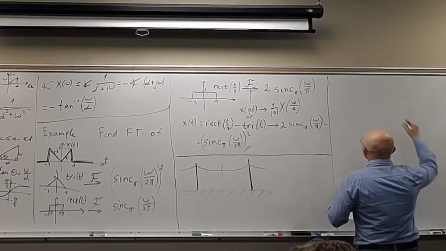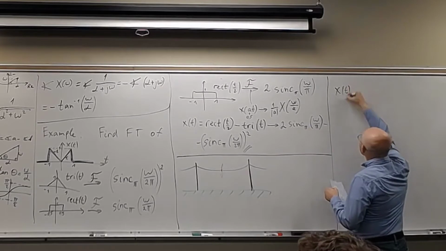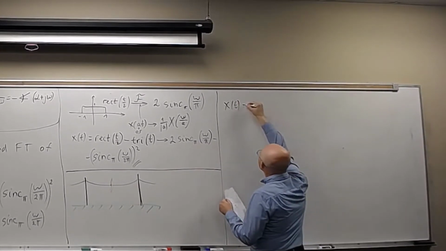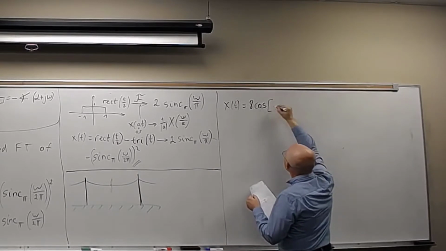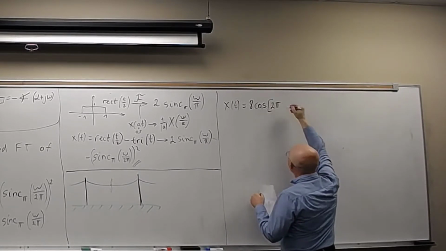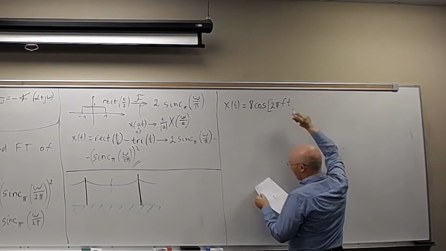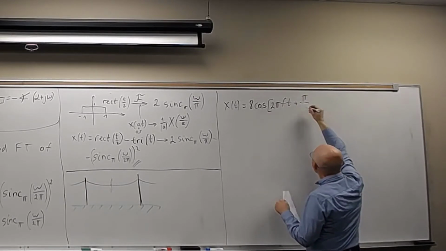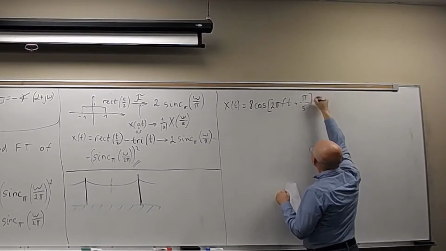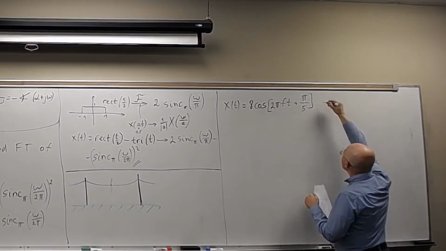We are modeling that movement as an oscillation, as A cosine, something periodic, of 2 pi ft, which is basically omega t, plus pi over 5. This is some phase, and this will be in centimeters.